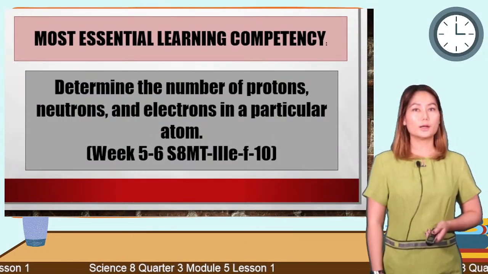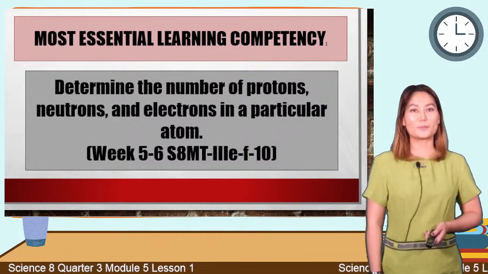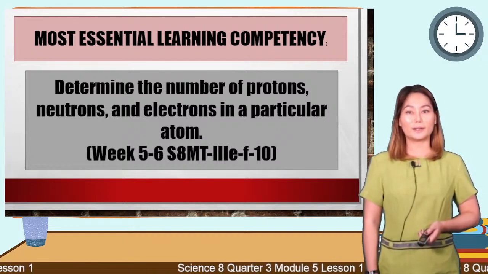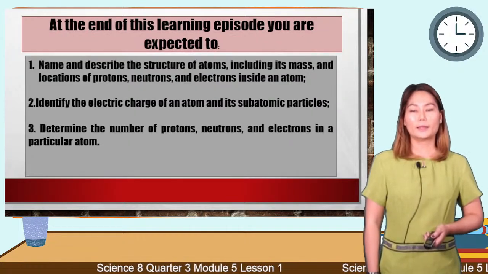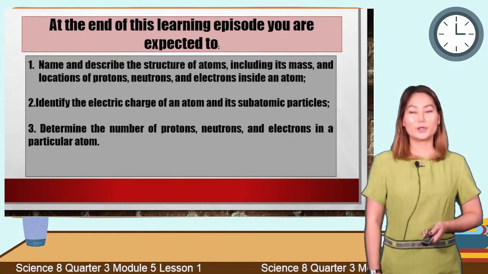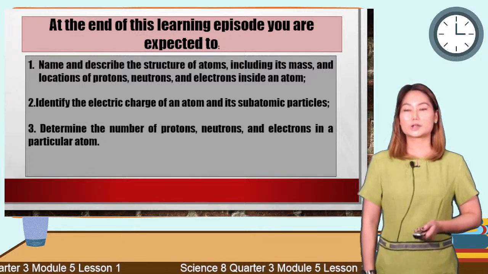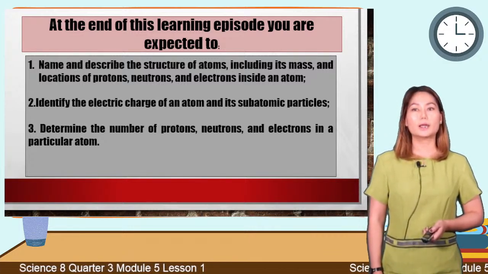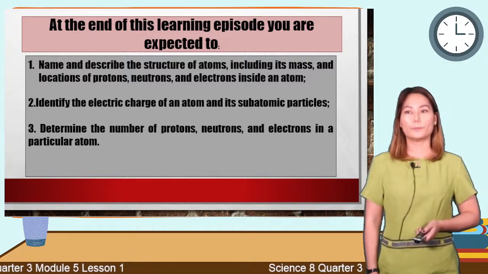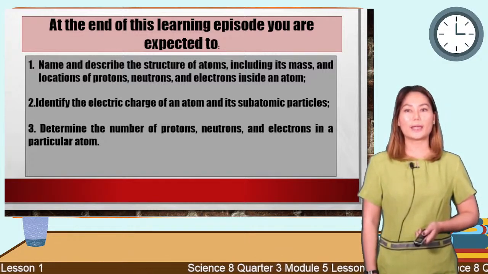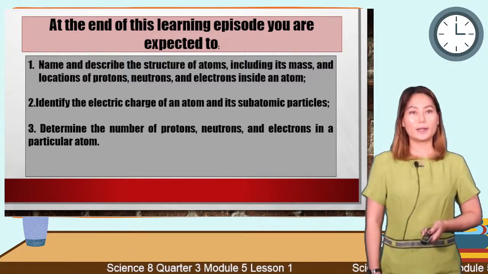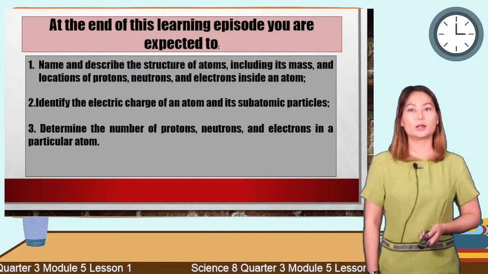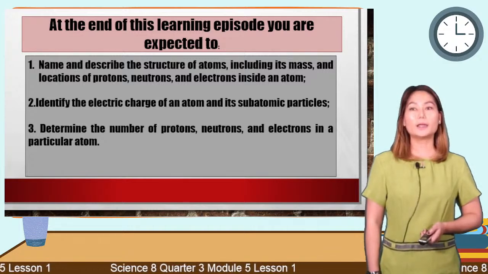Determine the number of protons, neutrons, and electrons in a particular atom with a code of S8MT-3E-F-10. At the end of this learning episode, you are expected to name and describe the structure of atoms, including its mass and locations of protons, neutrons, and electrons inside an atom. Identify the electric charge of an atom and its subatomic particles. And determine the number of protons, neutrons, and electrons in a particular atom, most specifically in a neutral atom.